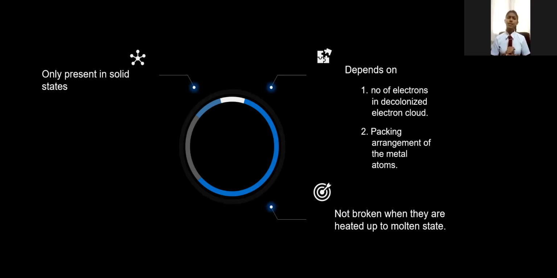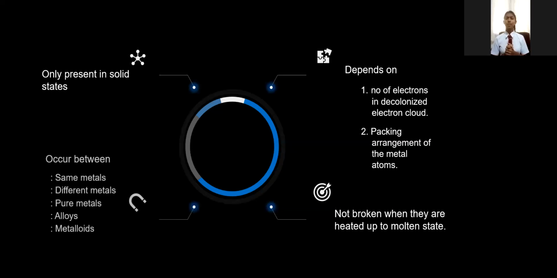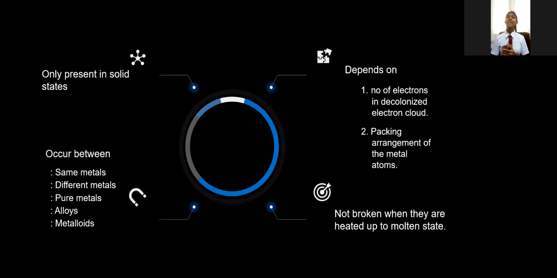Here I must say something. Due to the delocalization of electrons around positively charged nuclei, the metallic bonds explain many properties. Some such properties are electrical and thermal conductivity, malleability and ductility, high melting points and high boiling points, luster and high reflectivity. So, where do these metallic bonds occur? These metallic bonds occur in ions of same metals, ions of different metals, pure metals, alloys, and metalloids.